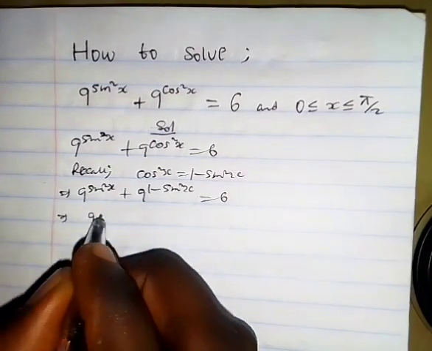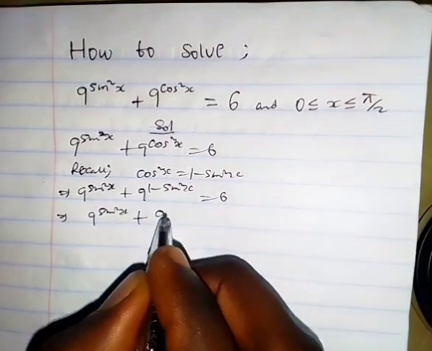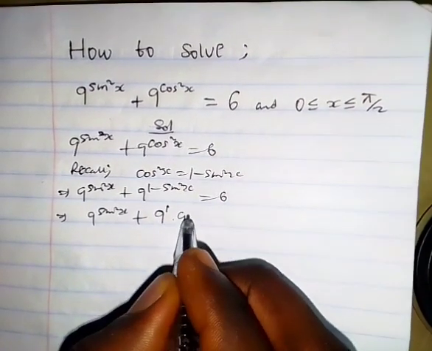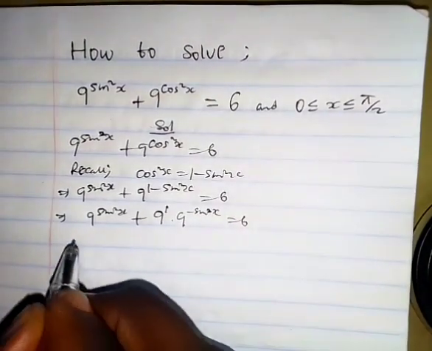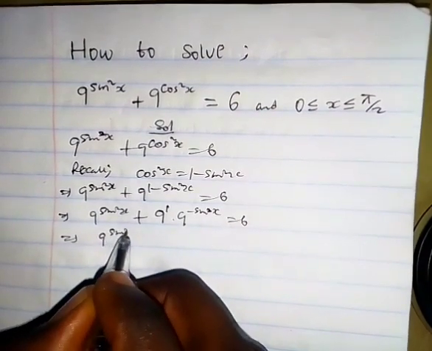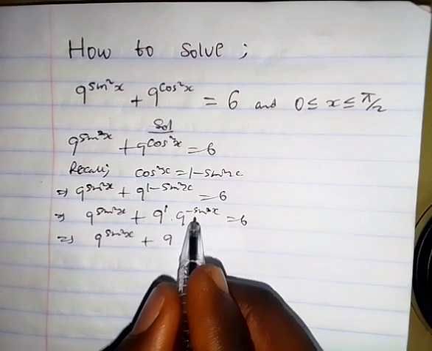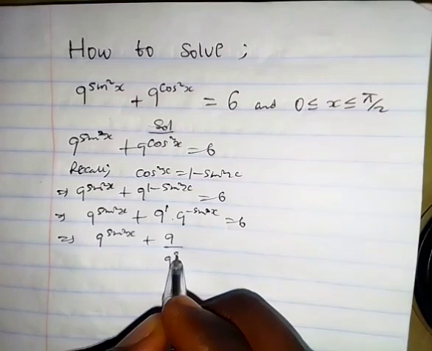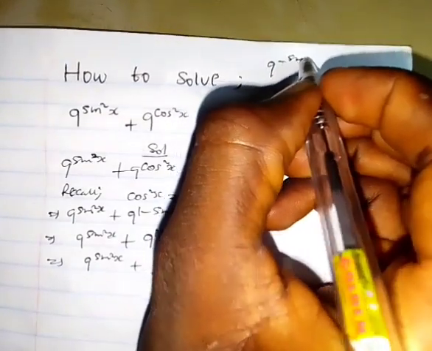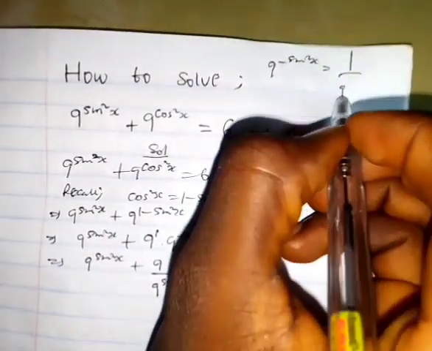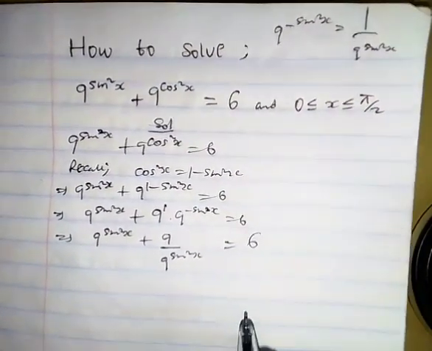Now, using laws of indices, we have 9 raised to the power sine squared x plus 9 raised to the power 1 times 9 raised to the power minus sine squared x equals 6, which implies 9 raised to the power sine squared x plus 9 times the inverse. That is, 9 raised to the power minus sine squared x is the same thing as writing 1 over 9 raised to the power sine squared x. That's what we applied here, which equals 6.